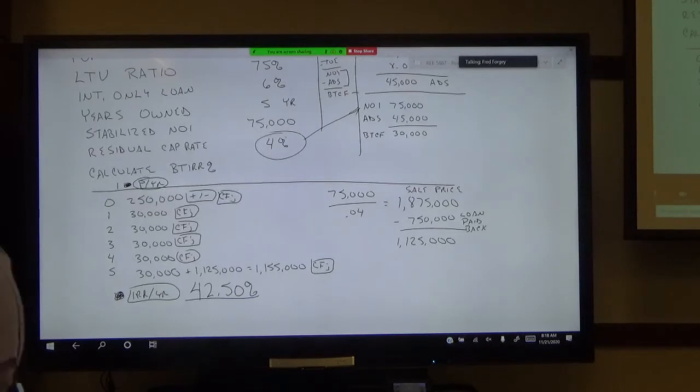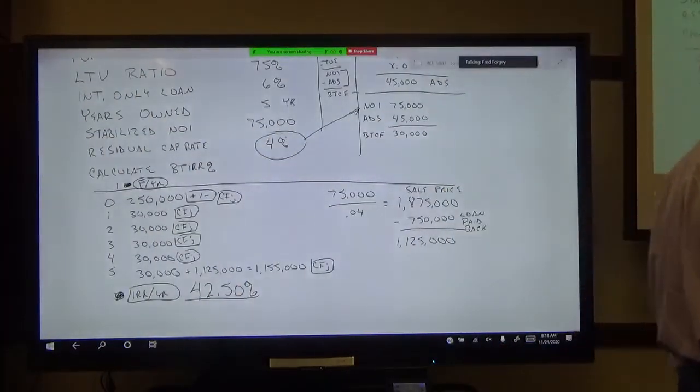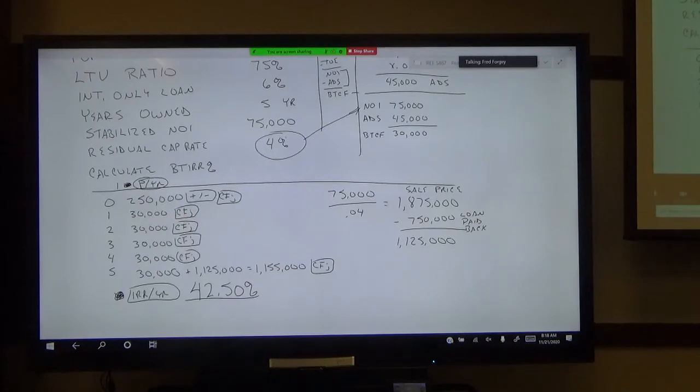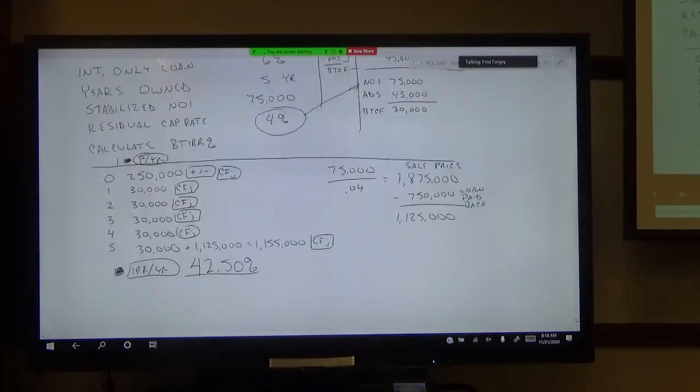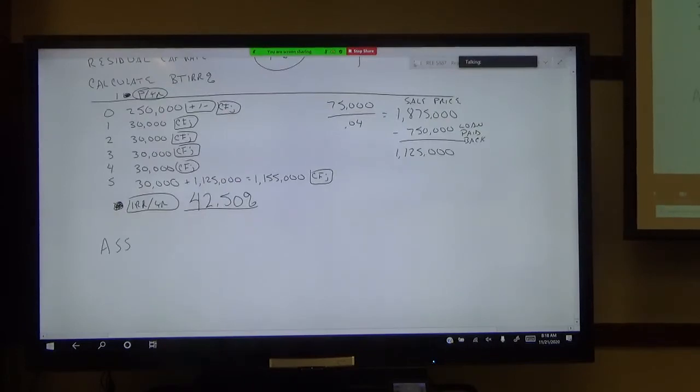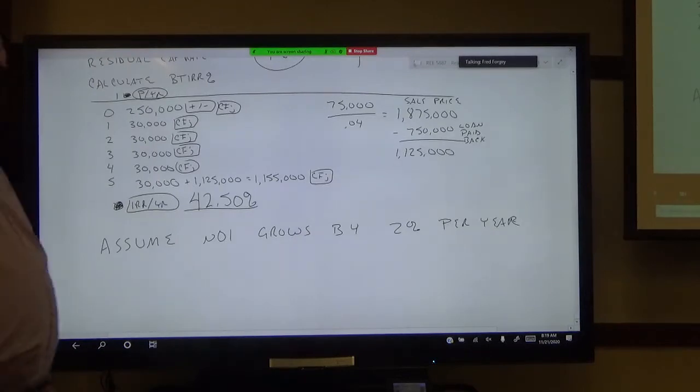Question 2 on the quiz is a minor modification to this. The minor modification would be, assume that your net operating income grows by what percent? Give me a percent. 2%. 2% per year. Now, what I want you to do is resolve the problem, making that one adjustment.